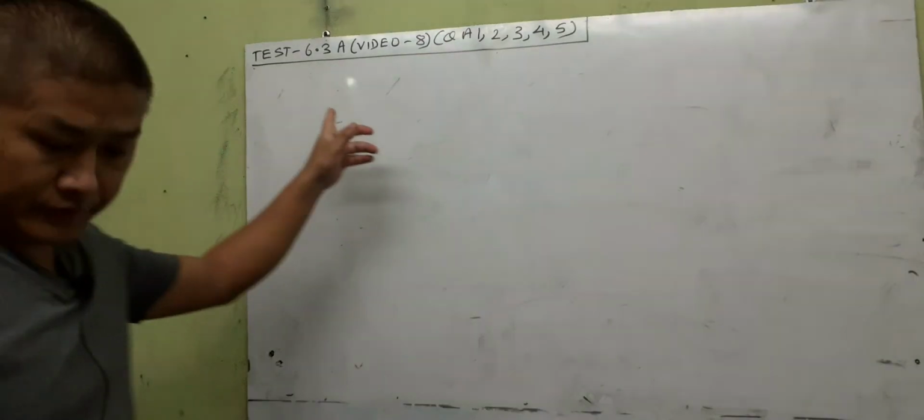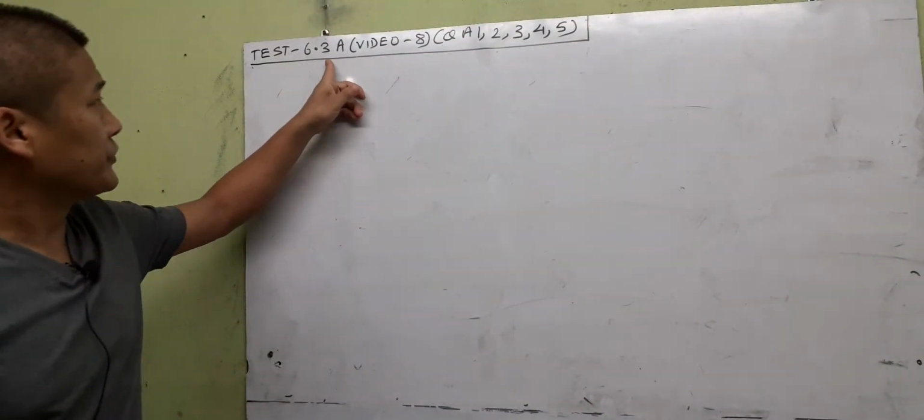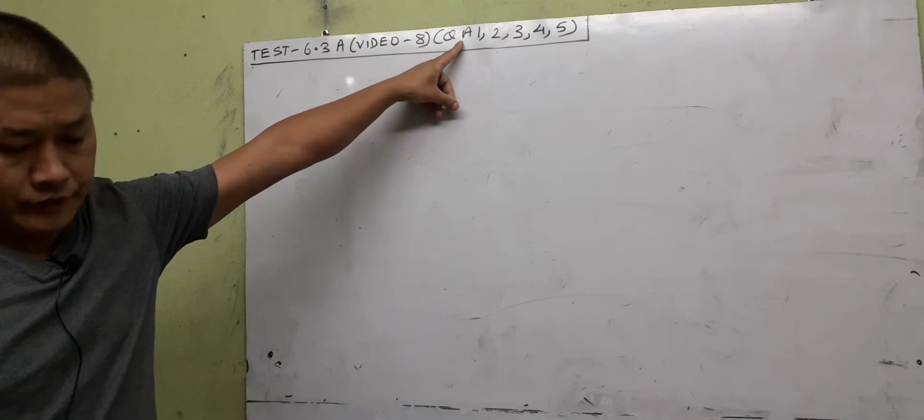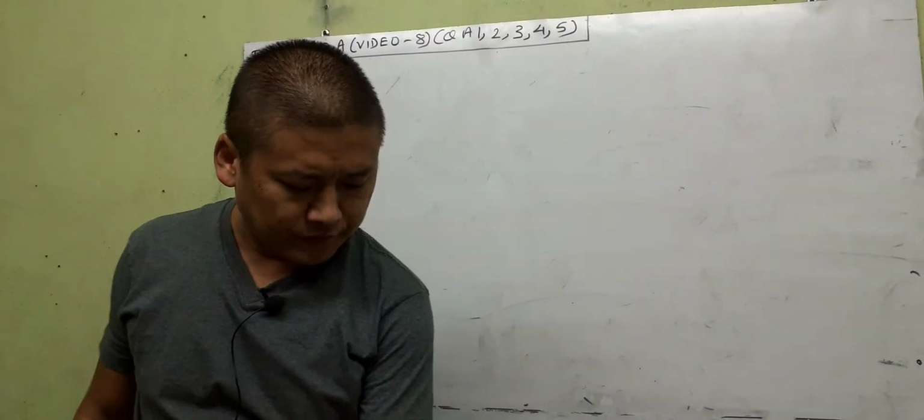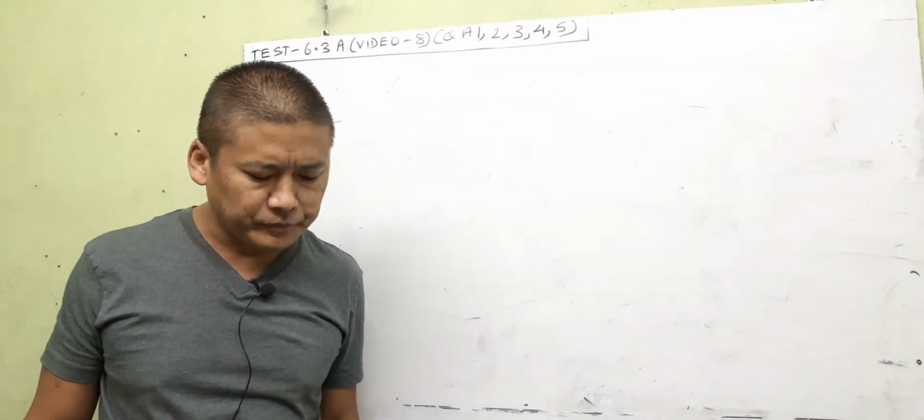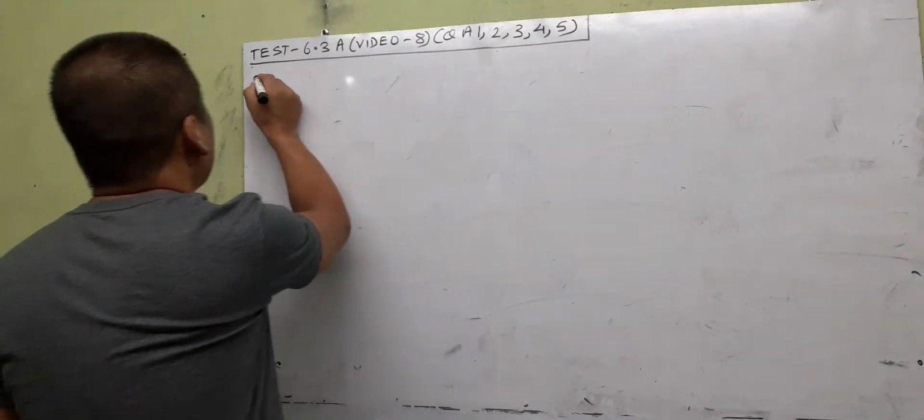Okay, so in this class, we'll discuss this test 6.3A portion, okay? These questions, page 144, class 10 maths. Page 144, let me read the question. If triangle ABC is similar to PQR, X is how much? So let us draw the figure first.